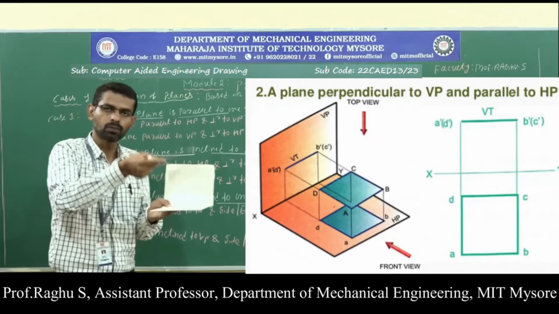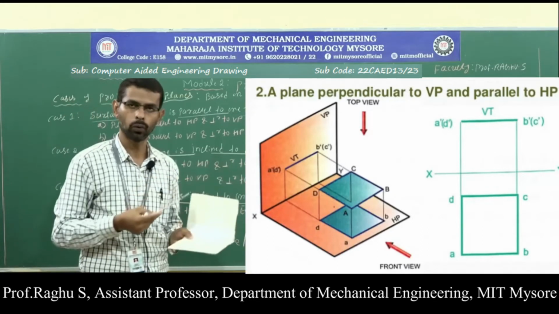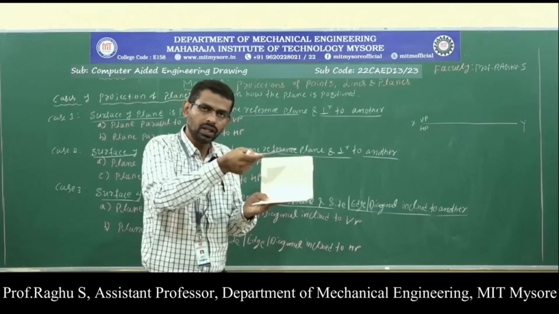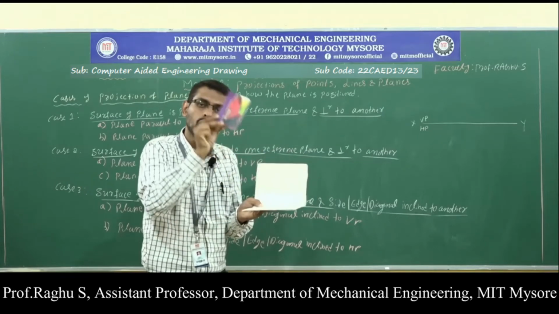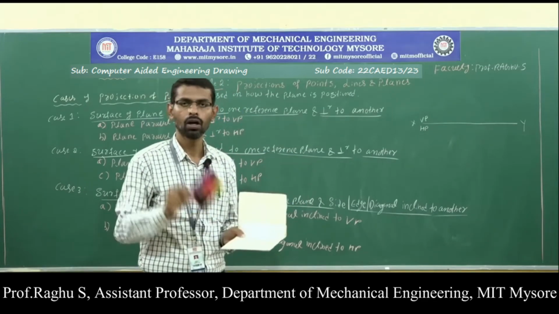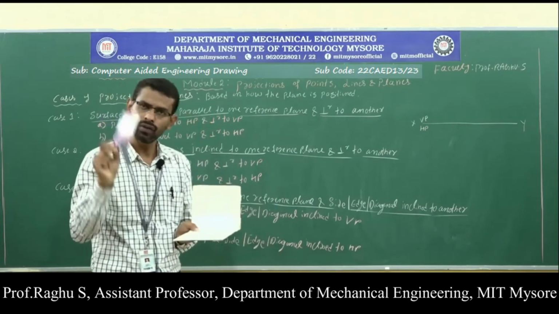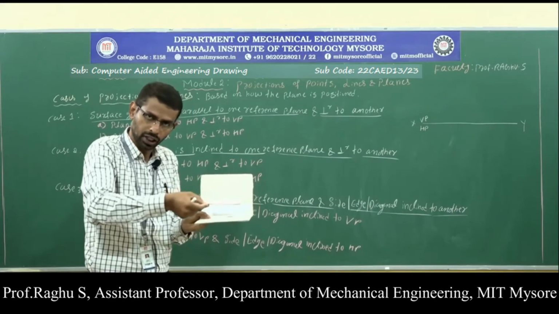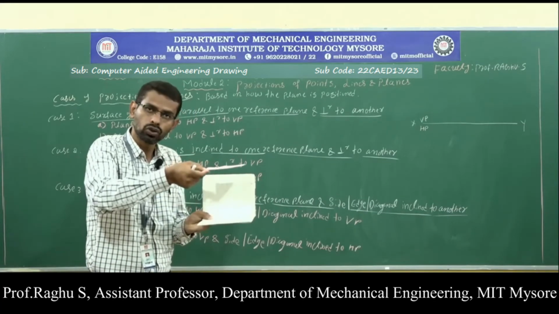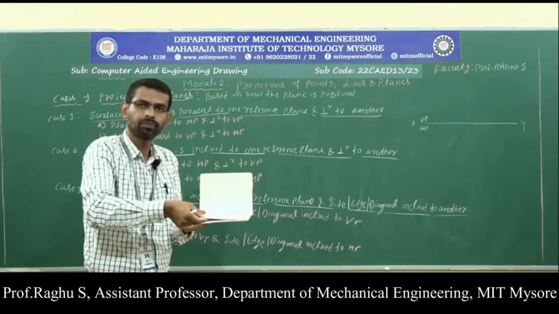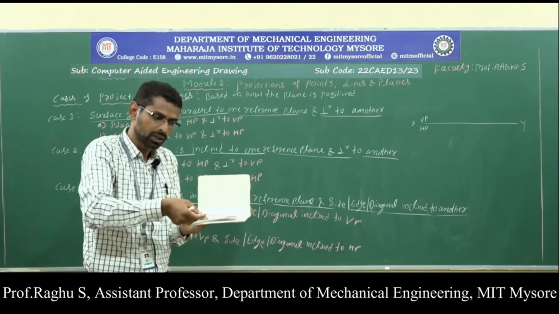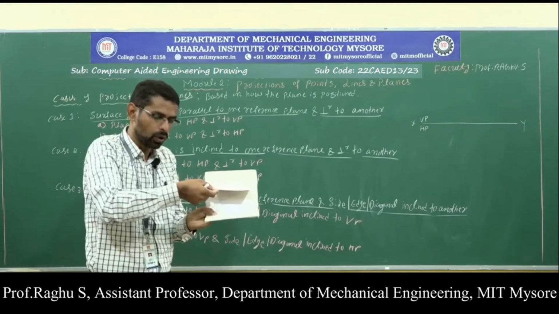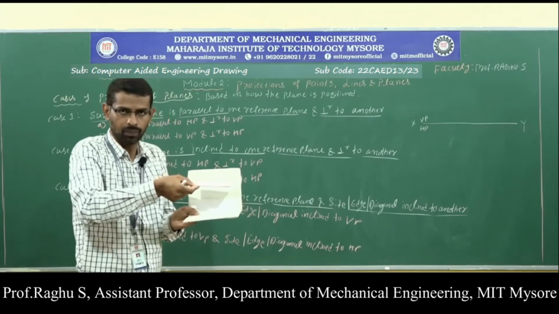Now in this position, I am supposed to write the top view and front view. Now the solution is like this. Always draw first the view in which the true shape appears. Here, in this position, plane parallel to HP and perpendicular to VP, the true shape comes on HP. That is, in the top view I can see the true shape, and in the front view the plane appears as a straight line.